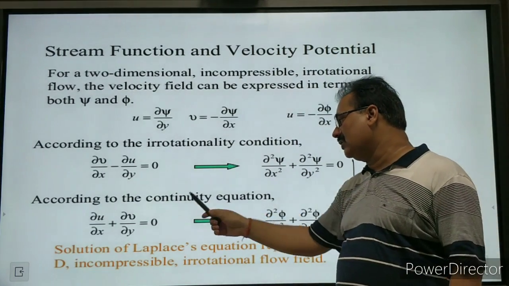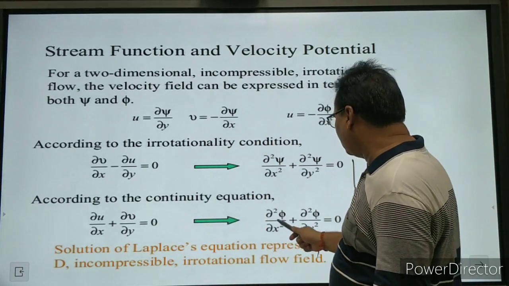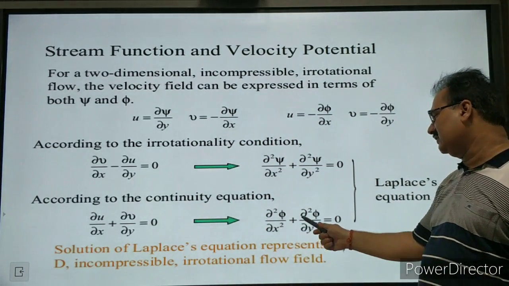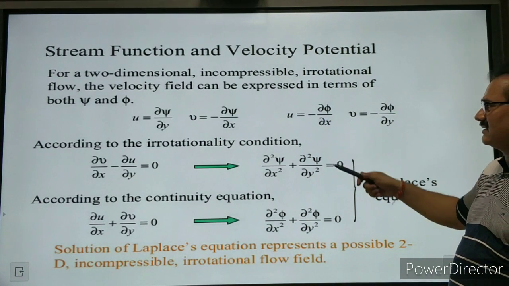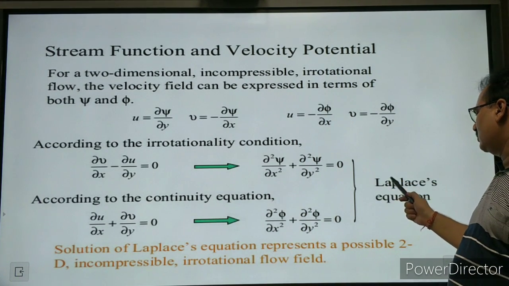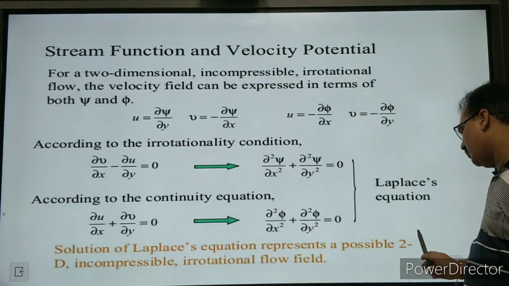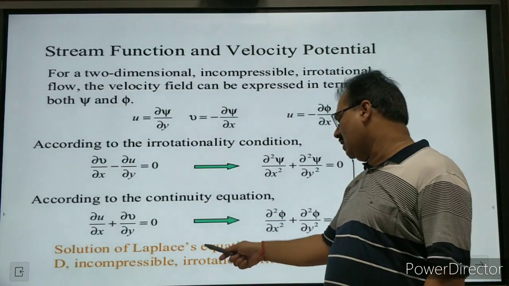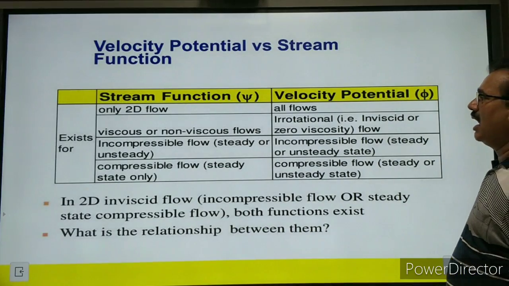According to the continuity equation, del u over del x plus del v over del y must be 0, and this implies del 2 phi over del x square plus del 2 phi over del y square is 0. This, as I discussed already, is known as the Laplace equation. The solution of the Laplace equation represents a possible 2D incompressible irrotational fluid flow. So this is one of the applications.